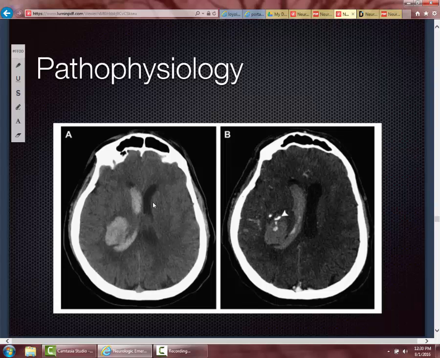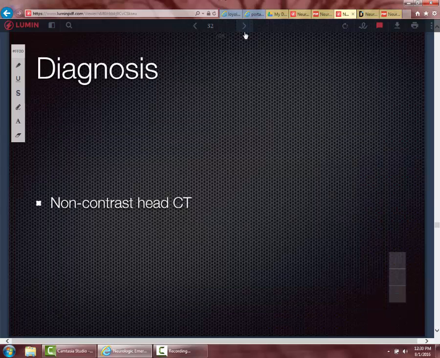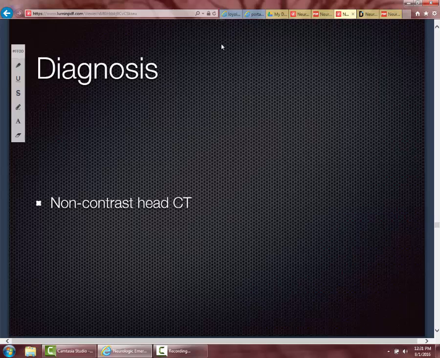And that's called a positive spot sign. What that means is that it's likely the nidus for bleeding. And when you see a positive spot sign, it has almost a 99% sensitivity for predicting rebleeding. The major diagnostic modality here is going to be a non-contrast head CT.